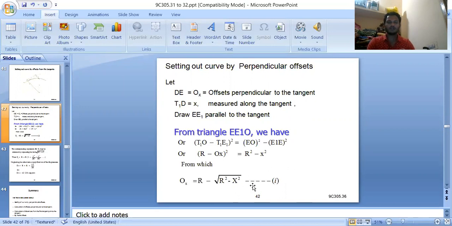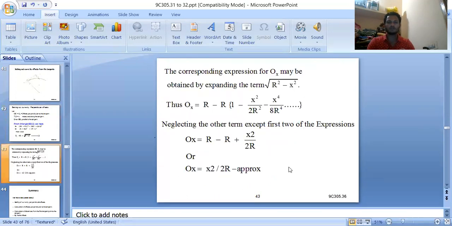For given values of X, we have to substitute different X values here to get offsets. It may be 10 meters, 20 meters, 30 meters, etc. Depending upon the tangent length, we have to substitute X values to get OX. For different OX values, we'll draw on the tangent to get the simple circular curve.